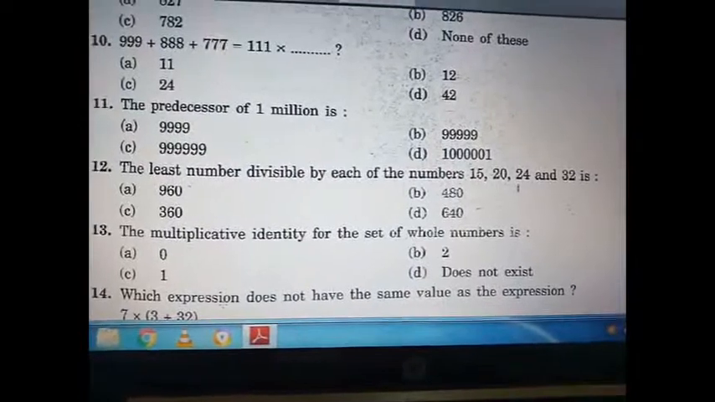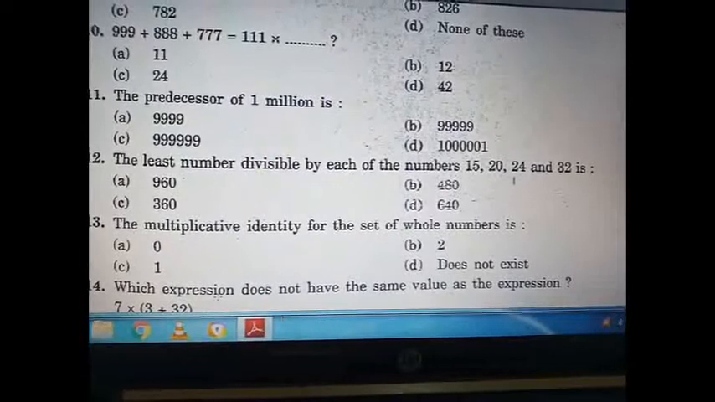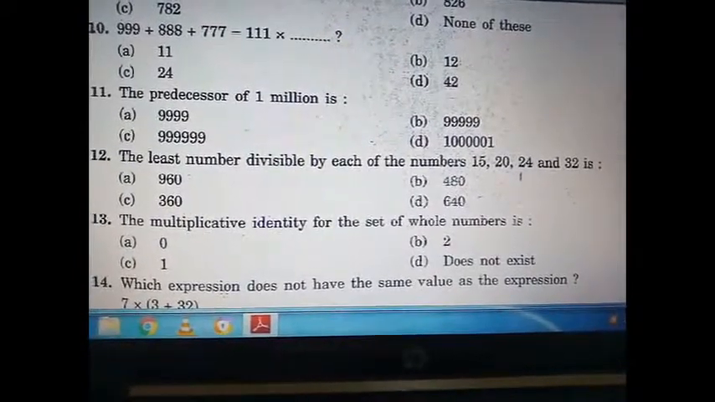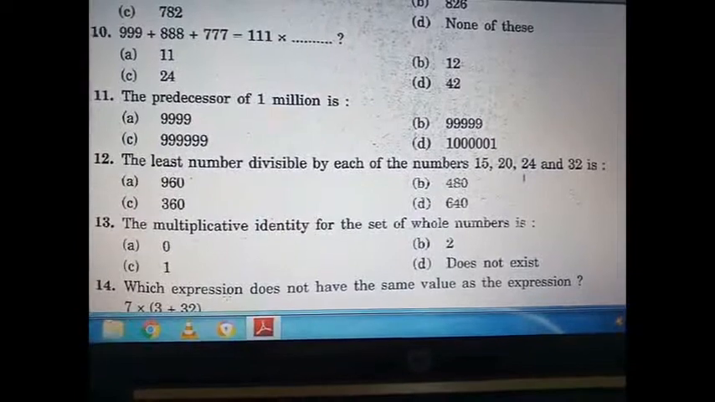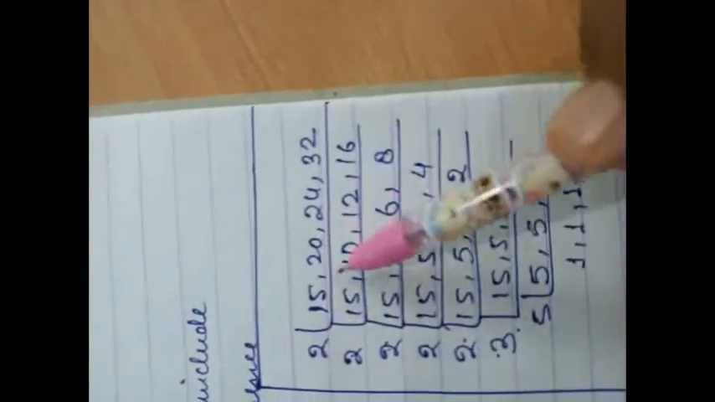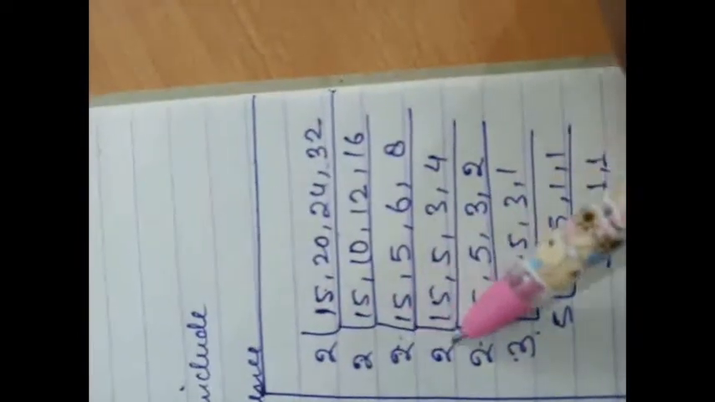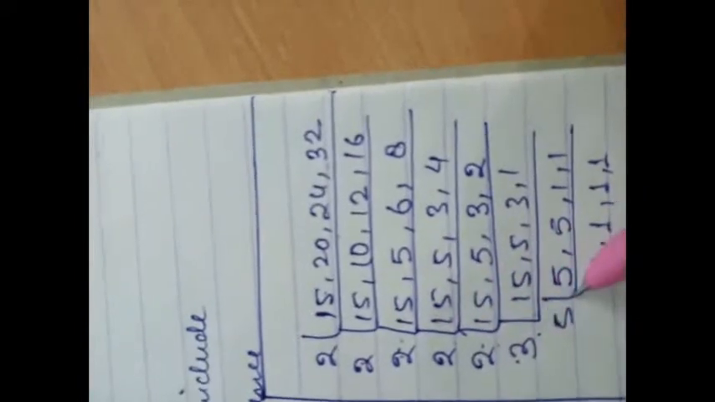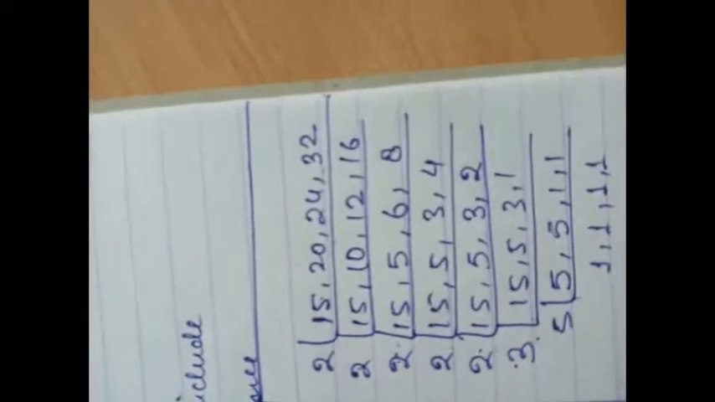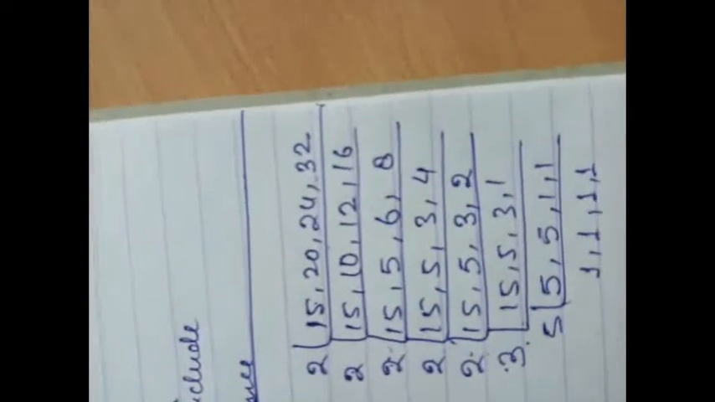Okay, now question number 12, the least number divisible by each of the numbers 15, 20, 24 and 32 is. So first of all we will take the LCM of these numbers. You can see here that the LCM of 15, 20, 24 and 32 is taken, and we have got 2 multiply 2 multiply 2 multiply 2 multiply 2 multiply 3 and multiply 5. So we will multiply these numbers, then the resultant value will be our answer.